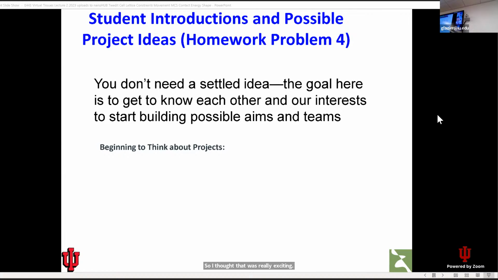Do you want to come up to the front or do you want to try from your computer? Either way. Well, why don't you just come up to the front for the moment? It's a relatively large class. For everybody, it will take a little while, but I think it's important that everybody introduce themselves at the beginning of the class. Go ahead.